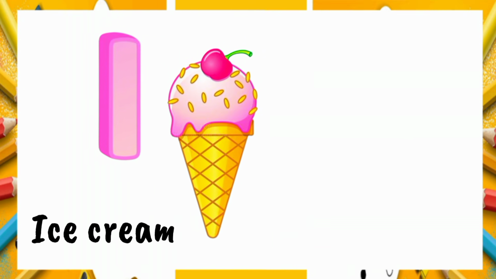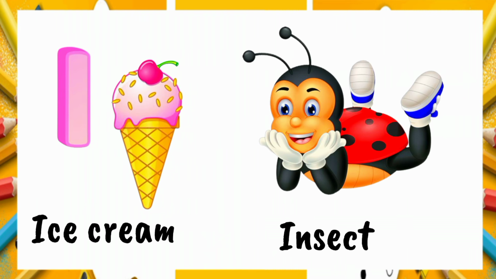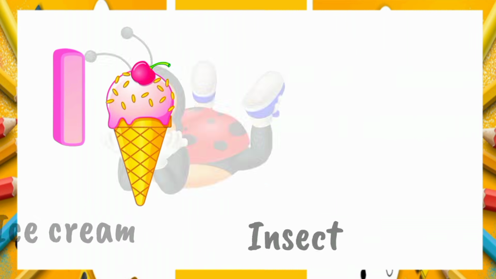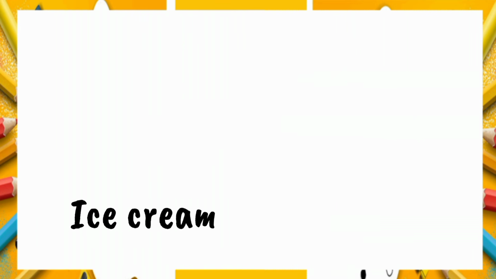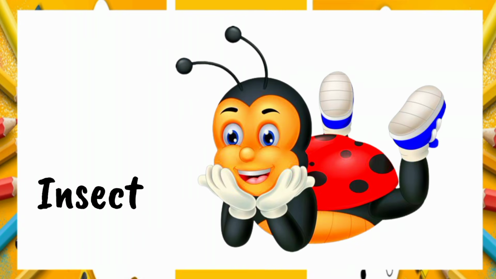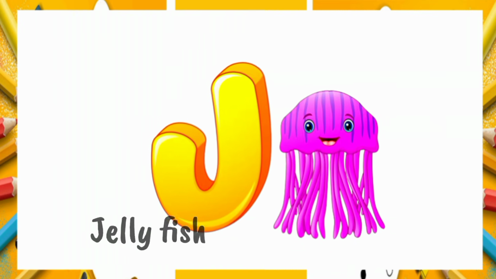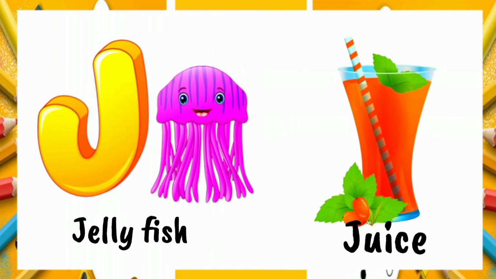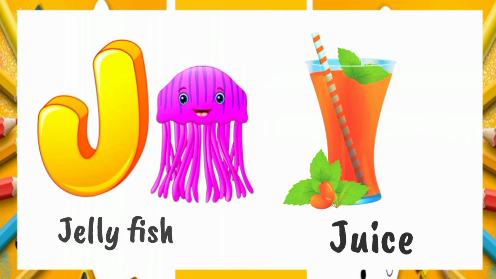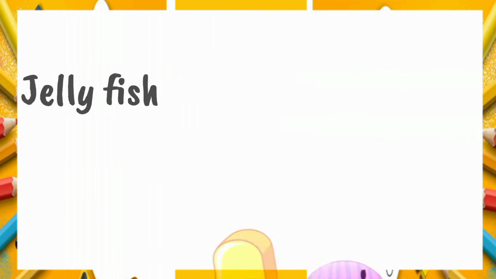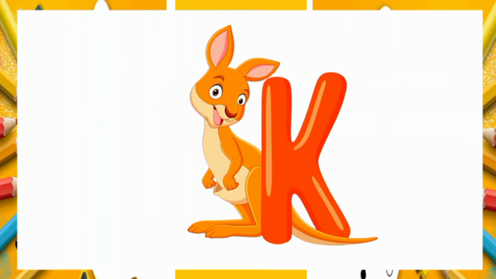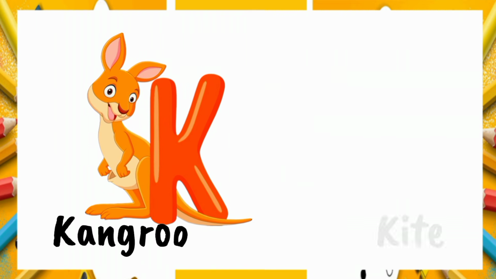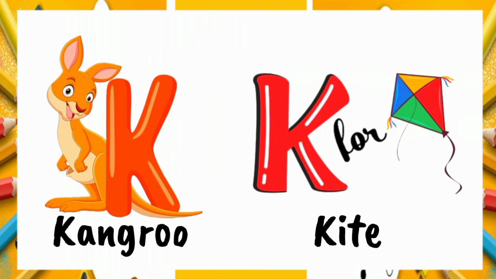I is for ice cream. I is for insect. Ice cream. Insect. J is for jellyfish. J is for juice. Jellyfish. Juice. K is for kangaroo. K is for kite. Kangaroo.